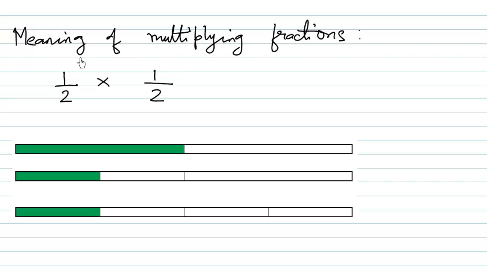Now we're going to study what is the meaning of multiplying fractions. So let's say I have a chocolate bar and I divide that chocolate bar in two equal parts. So this is 1 out of 2. And if I promise you to give half of this, 1 upon 2. So remember, whenever you see "of", it means multiply. And half or 1/2 is 1 upon 2.